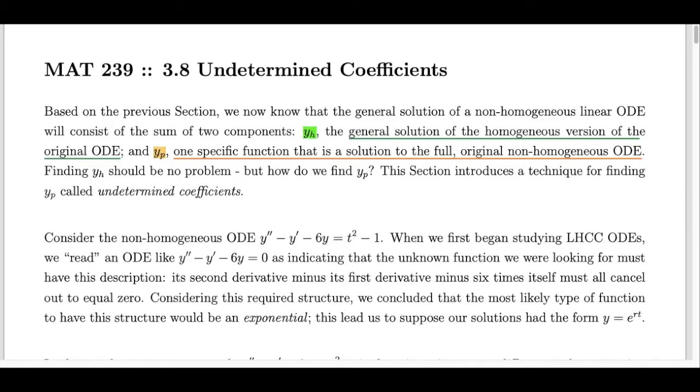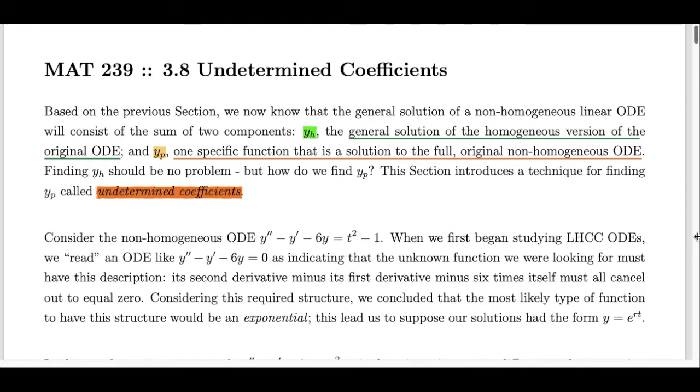Finding this first component, y sub h, shouldn't be a huge issue. We can just use the techniques that we've developed so far in this chapter. The question becomes, how do we find this y sub p? How do we find a function which is a solution to the non-homogeneous ODE that we're really trying to solve? In this section, we introduce a technique for finding y sub p that's called undetermined coefficients. I'd like to first demonstrate the main idea of this method, then state the exact procedure.